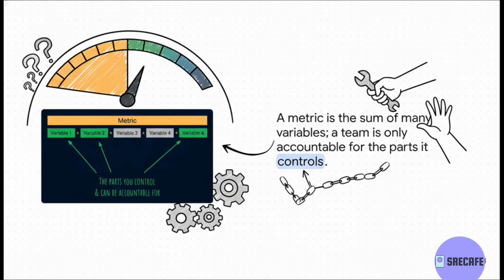And this image shows you exactly why that principle is so important. A user-facing metric, that total yellow bar, is almost always the sum of a bunch of different pieces. So if you tell a team, hey, you own that whole bar, when they really only control the little green parts, well, you've just set them up to fail. It's not just unfair, it's completely ineffective.